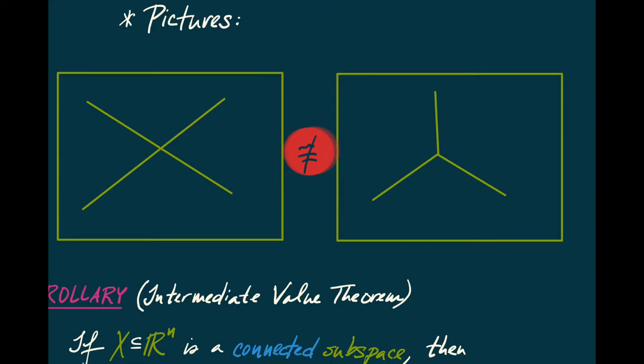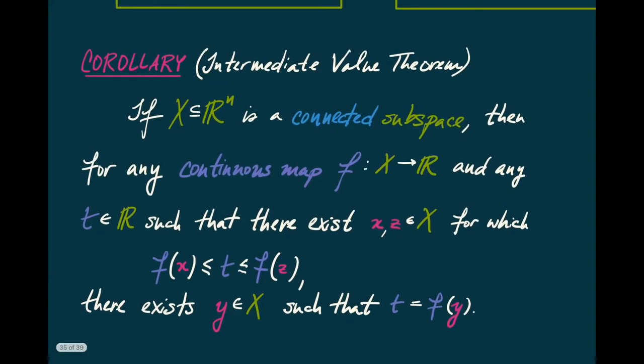Here's another application of our big theorem. You've seen this application before. It's the intermediate value theorem.